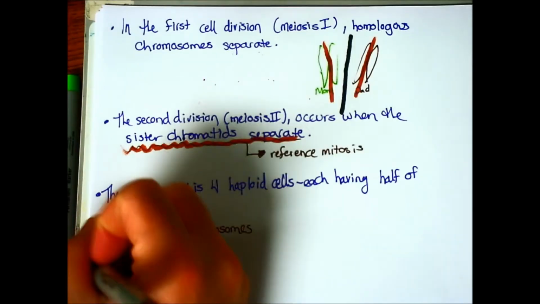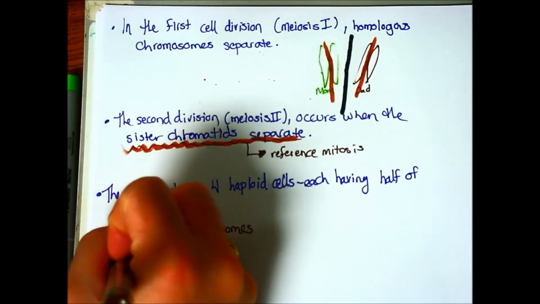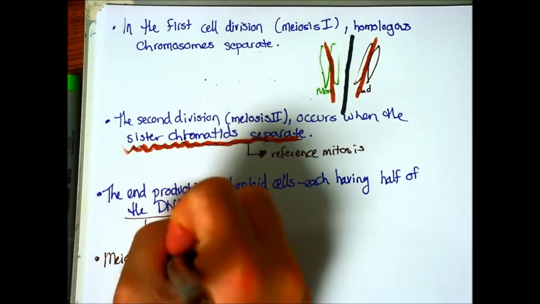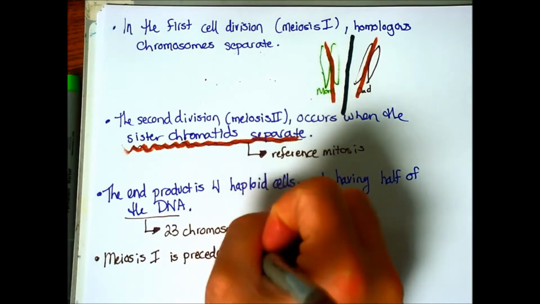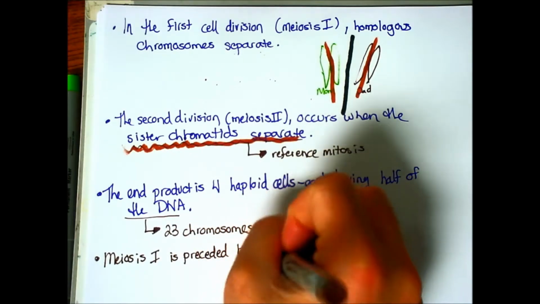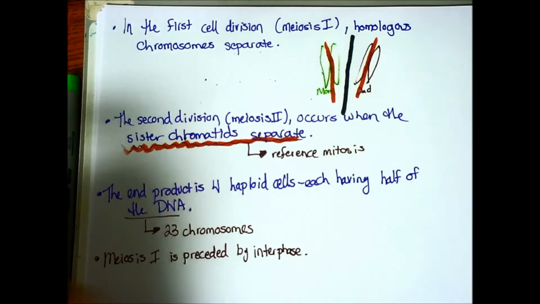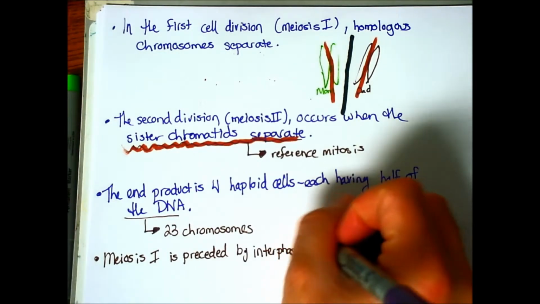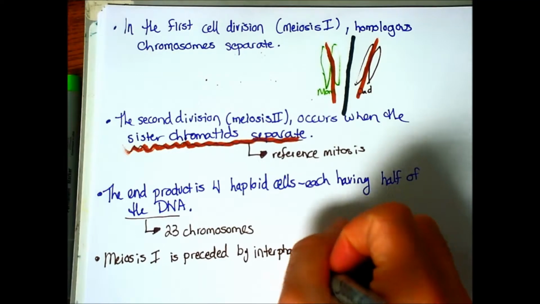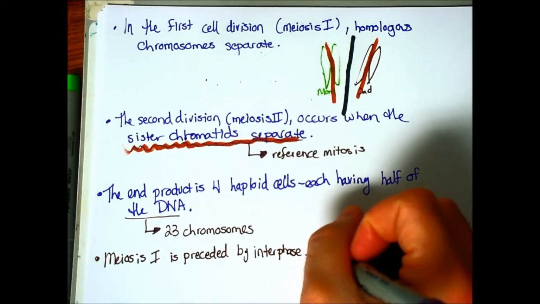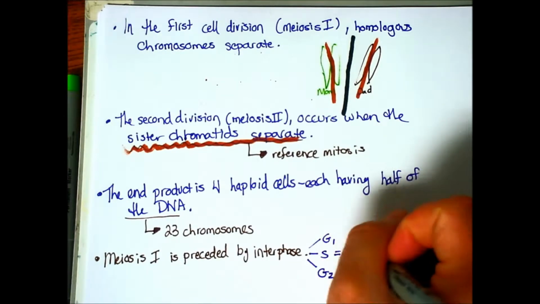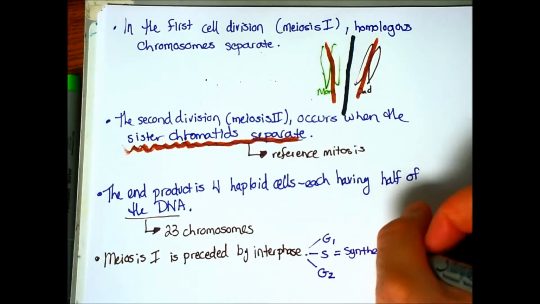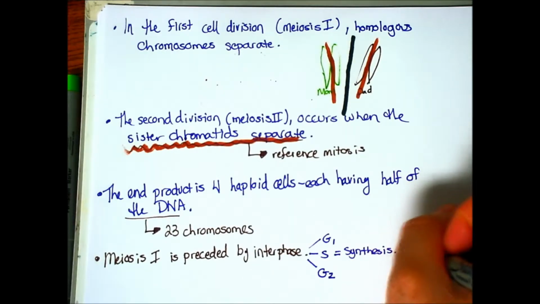Before. So we might say that meiosis 1 is preceded by a round of interphase, which we know interphase as being a G1, an S, and a G2 step, and that G1 and G2 are the growth phases, whereas the S is the synthesis phase, which of course is what results in the production of the sister chromatids.